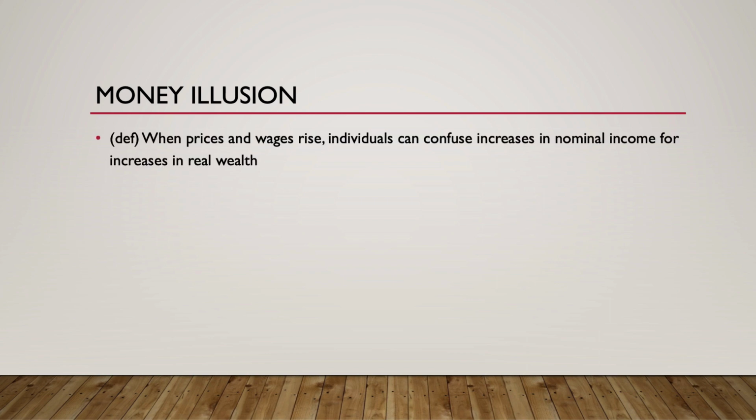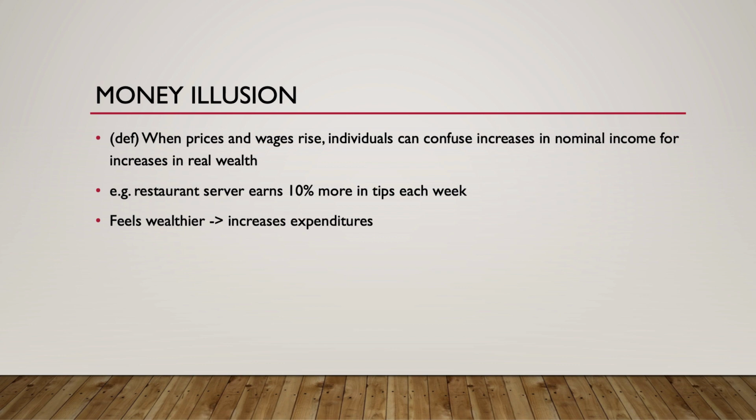When prices and wages rise, individuals can confuse increases in nominal income for increases in real wealth. Suppose that your income rises in the short run. Let's say that you earn 10% more in tips each week as a restaurant server. Initially, you feel wealthier because you have more money, and you decide to treat yourself to a few nice meals and some new clothes. However, you may not realize that your recent increase in nominal wages was the result of widespread inflation that also increased the prices of groceries, gas, school supplies, electronics, and other regular expenses. It turns out that growth in the money supply caused an increase in all prices, and you misperceived that you were wealthier when in fact you really weren't.